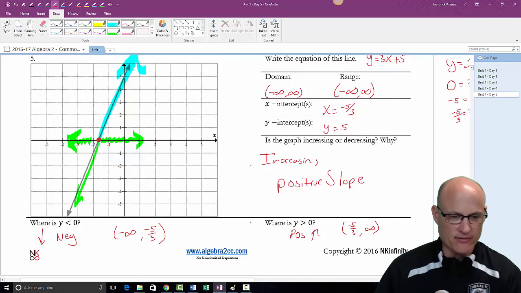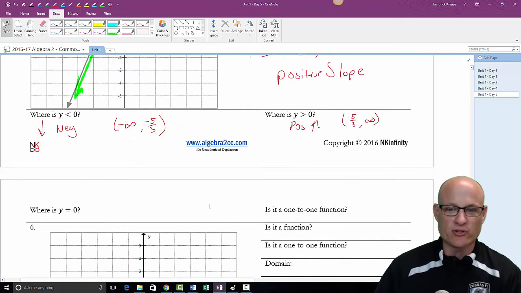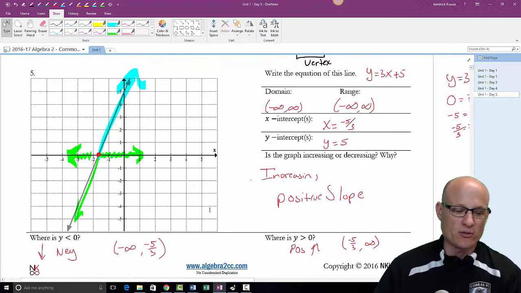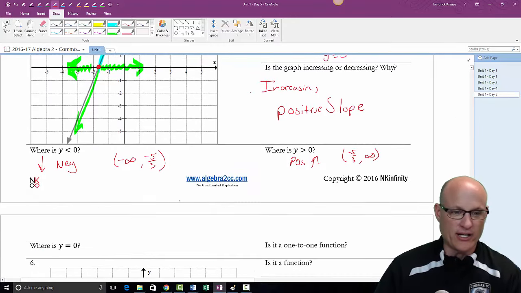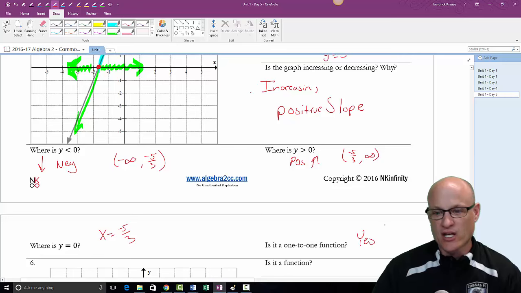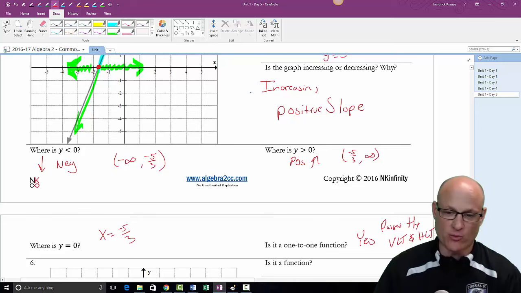I think I have two questions that somehow got on the other page. Where is y equal to 0, and is it a 1-to-1 function? So where does y equal 0? Y equals 0 at x equals negative 5 over 3. We know that one. And is it a 1-to-1 function? Yes, it passes the VLT and the HLT. So it passes both, so yes, it is a 1-to-1 function.